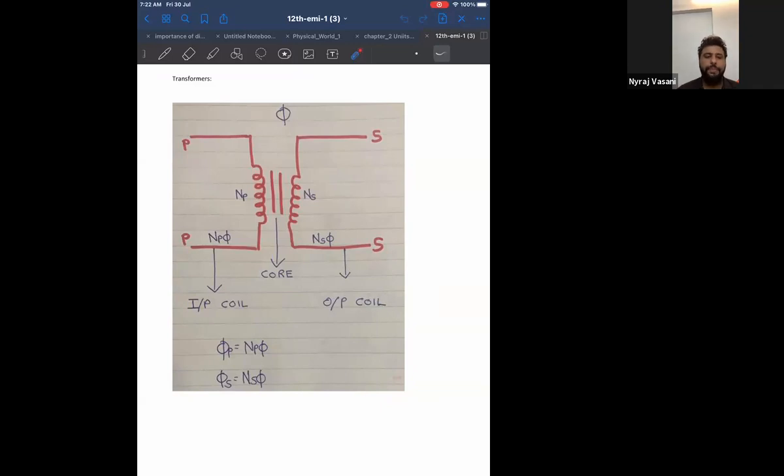Next side heading, you write down principle. Below that write down: it works on the principle of mutual induction.